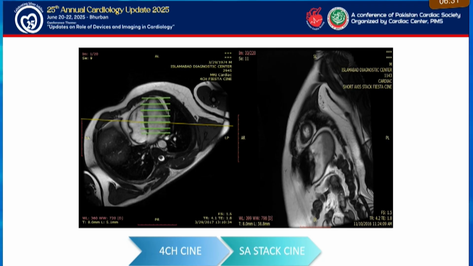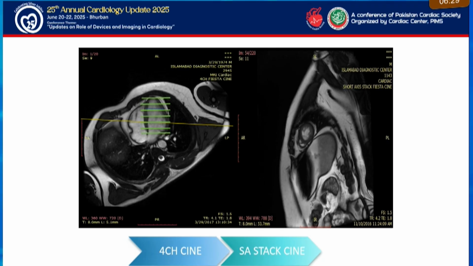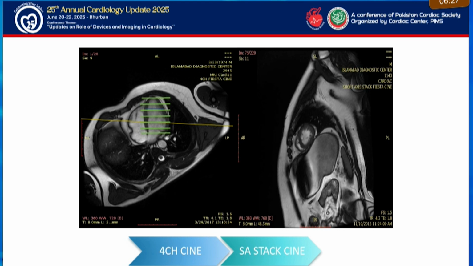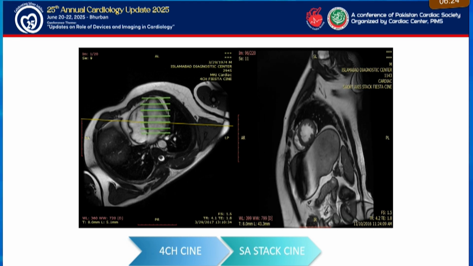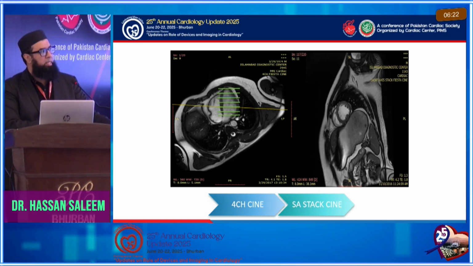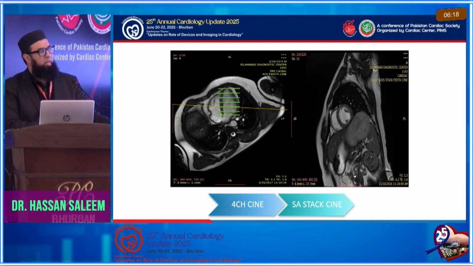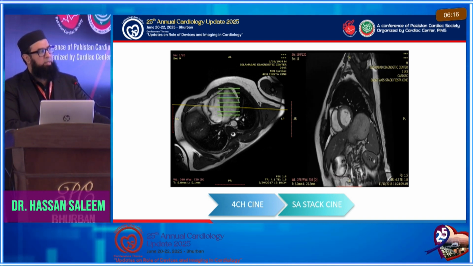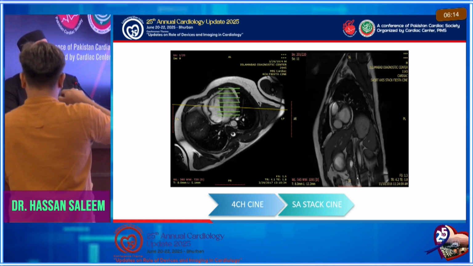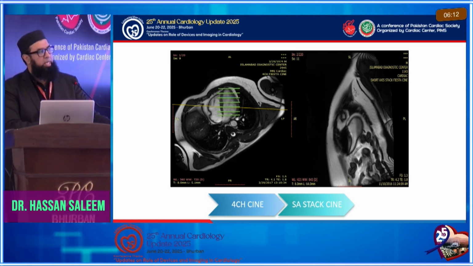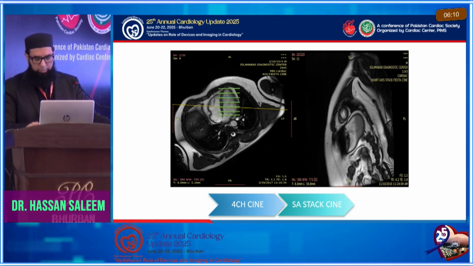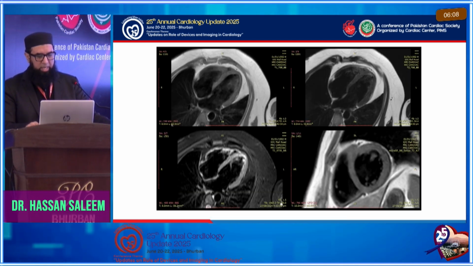Then we take a stack extending from the apex. So now we are taking the stack which is moving from the apex towards the base. Now we are bisecting the mid cavity. You can see some of the papillary muscles there. This is the right ventricle and this is the left ventricle, and we are basically looking for this figure of 8. The aorta is arising right from this part, so that we can plan our next slice.